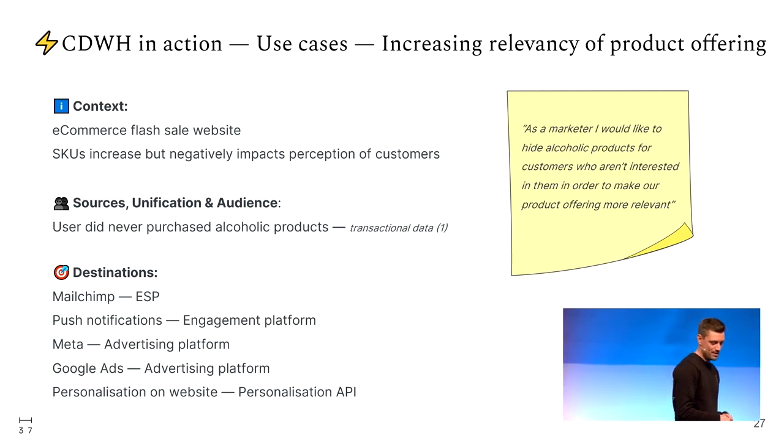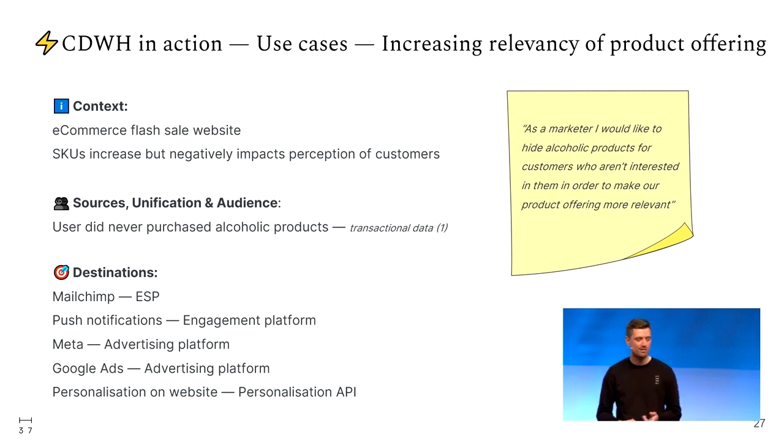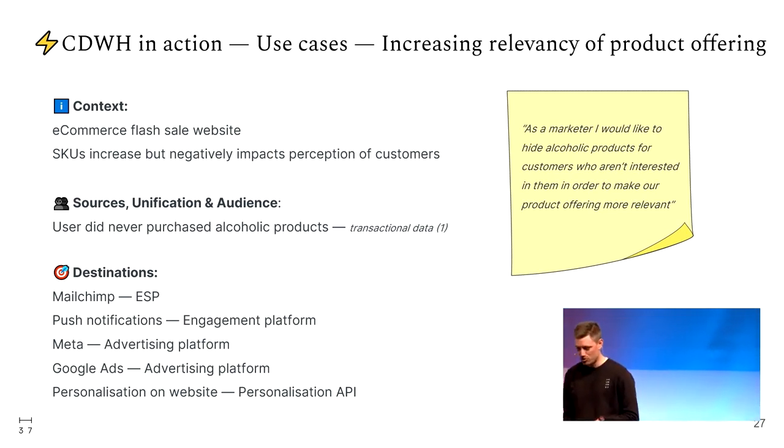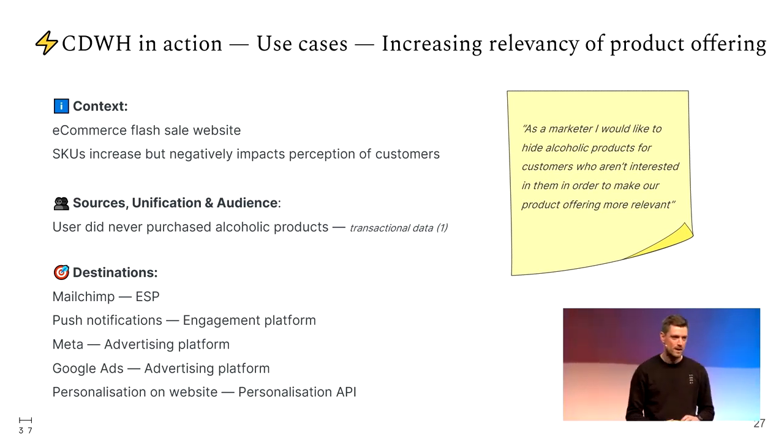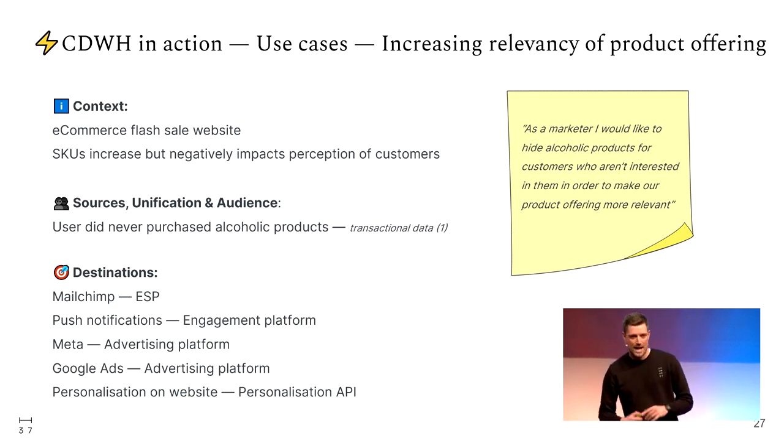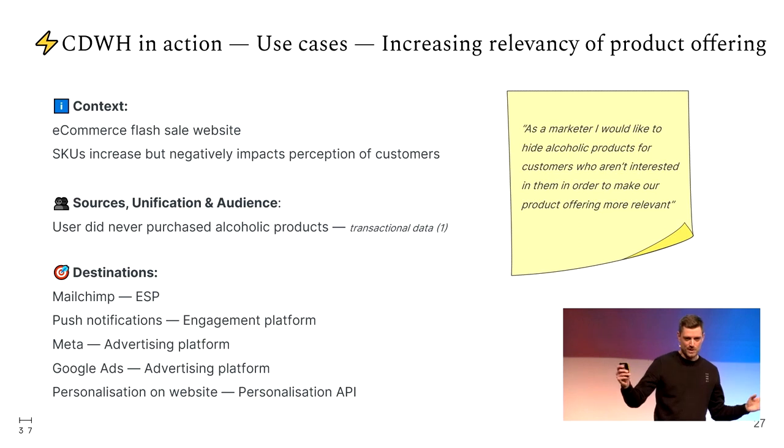Second use case is increasing the relevancy of a product offering. This is a very cool use case. The other one too, by the way, but this is a very elaborate use case. One of our clients is a flash sale website. They have sales up and running for 20 to 48 hours, depending on the inventory they have, and they sell about 10 product categories, right?